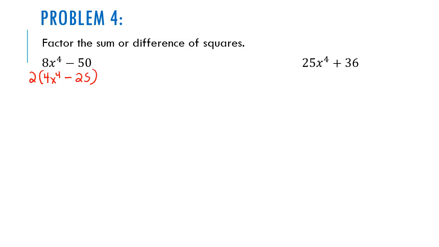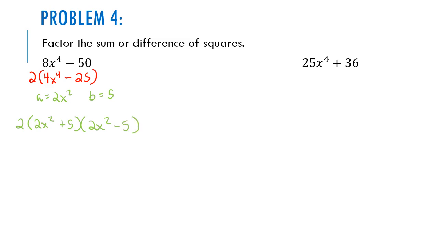So now I can see if I have a difference of squares. Are there two identical numbers that multiply to be 4x to the 4th? Yes, it's 2x squared. Are there two identical numbers that multiply to give me 25? Yeah, it's 5. Since there's a minus, I don't have to worry about the i's. It's simply going to be the GCF in front, and then 2x squared plus 5, and 2x squared minus 5.